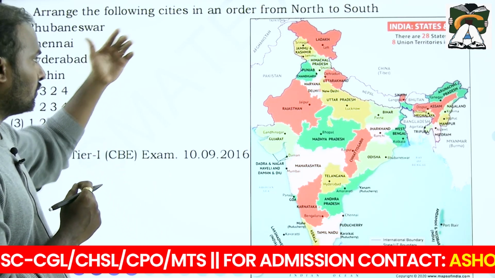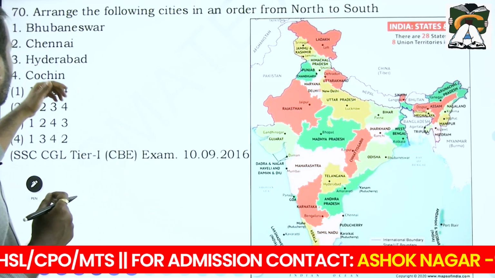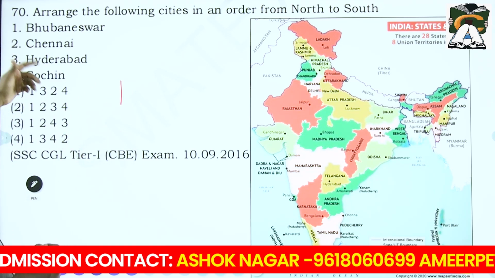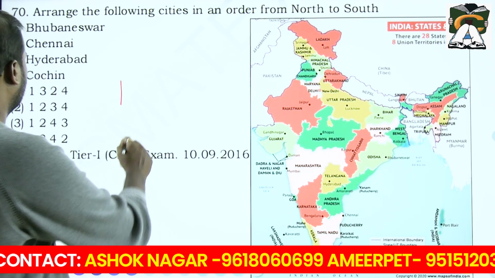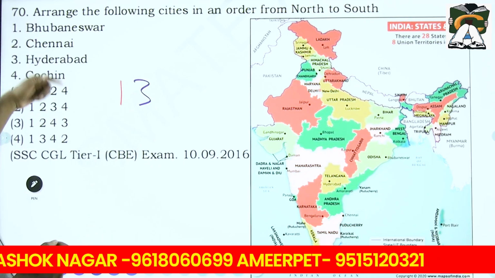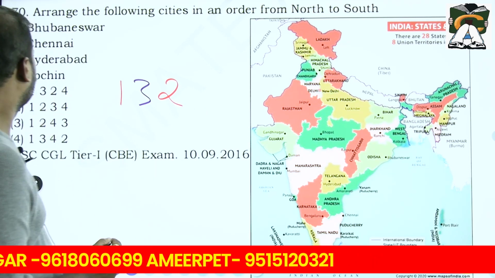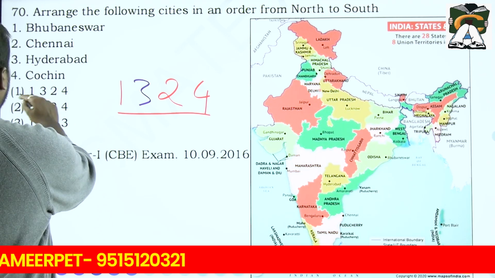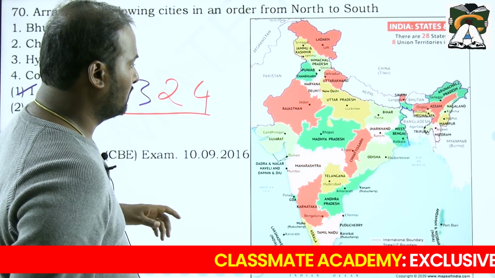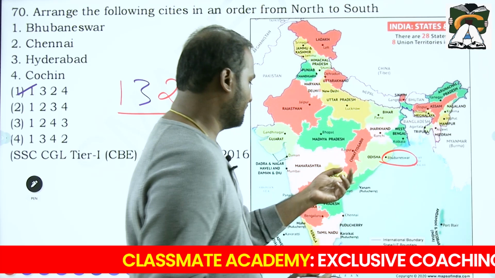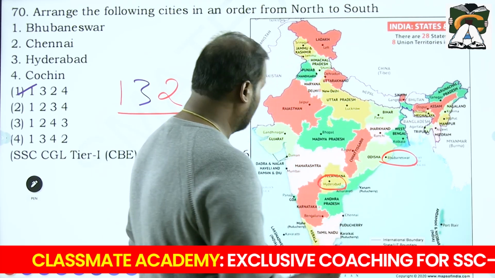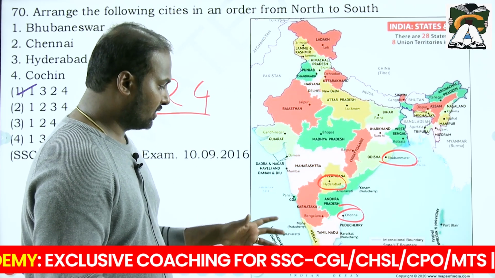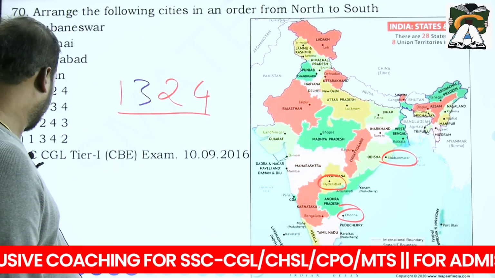Next, arrange the following cities in the order from north to south. See, it is asking from north to south. So obviously, Bhubaneswar, Orissa, is at the top, so 1. After Bhubaneswar, you have Hyderabad, Telangana, so 3. The next one is Chennai, Tamil Nadu, 2. And 4, Cochin, Kerala. So your answer is 1, 3, 2, 4. That is option 1 is the answer. Here also you can see 1 is Bhubaneswar, then followed by Hyderabad, then followed by Chennai, and Cochin is present in Kerala. So again, this is the sequence.